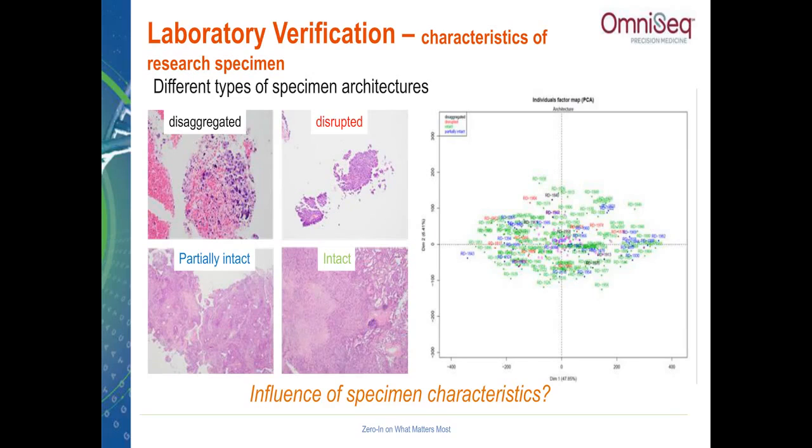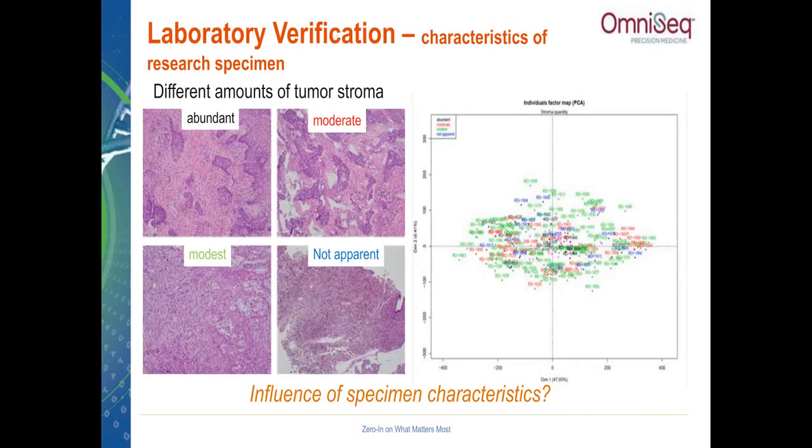And when we did our validation, we did this with several hundred samples. I think I'm showing 167 in this graph. And you can see here from principal component analysis in the first 2 dimensions that there is no bias for any one of these types of specimen architectures to have influenced the signature that we were seeing among low, moderate, and high expressors. We looked at the same thing, and this was probably a little bit of a surprising result to us.